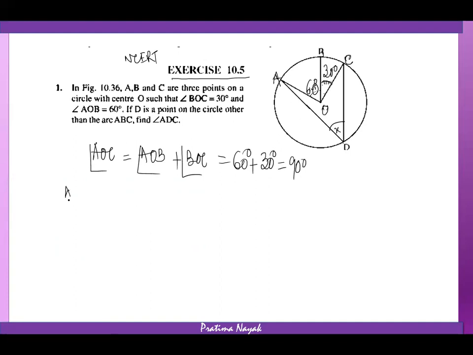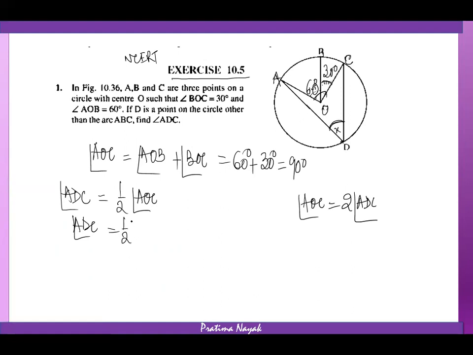Now what about ADC? ADC is equal to half of AOC. I hope you remember the concept. AOC is equal to double of ADC. The angle at the center is double the angle at the circle. So 90 degrees is double of x. So angle ADC is equal to half of 90, that will be 45 degrees.